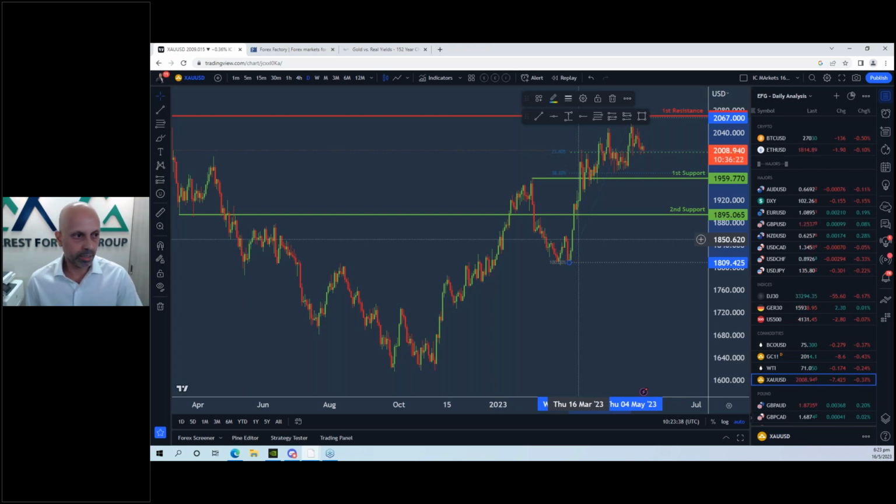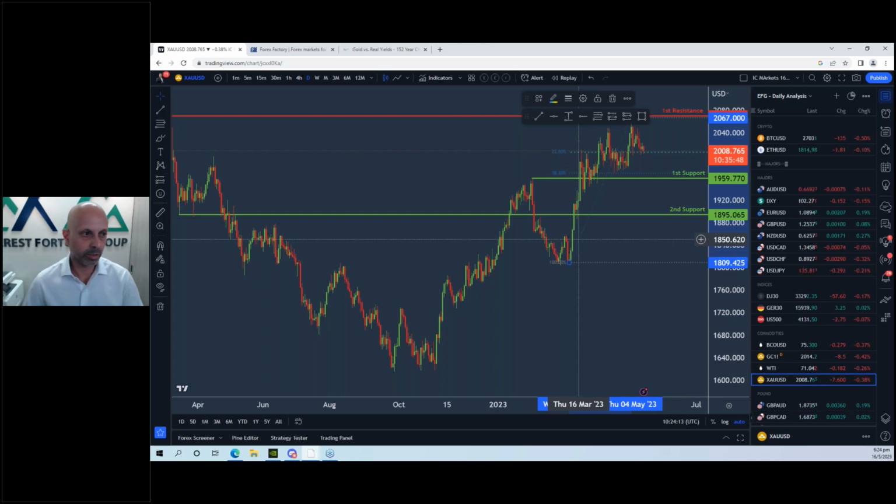Overall CPI figures were relatively in line with estimates, and they have been pulling back. But one thing to note is that the core CPI reading is not falling as sharply as the headline CPI. The headline CPI is at about 4.9% year over year, but core CPI is still at about 5.5% year over year. So now this is a concern for the Federal Reserve.